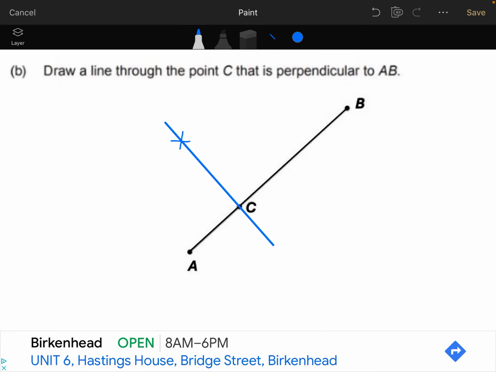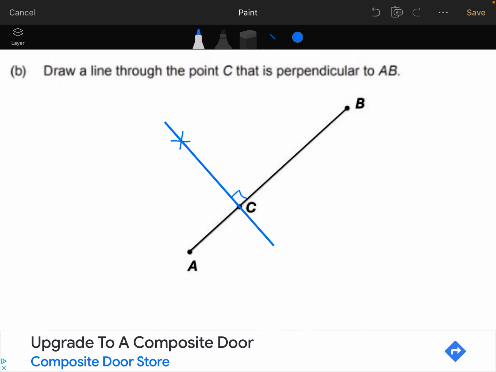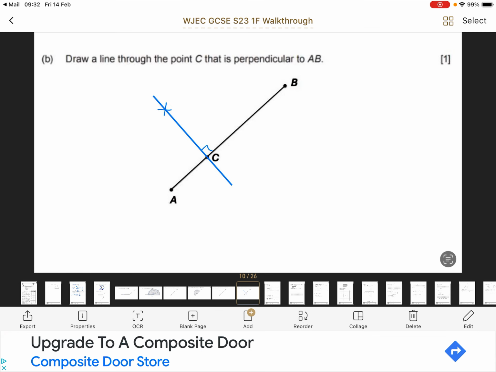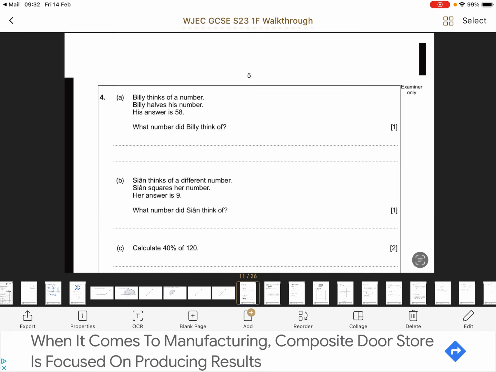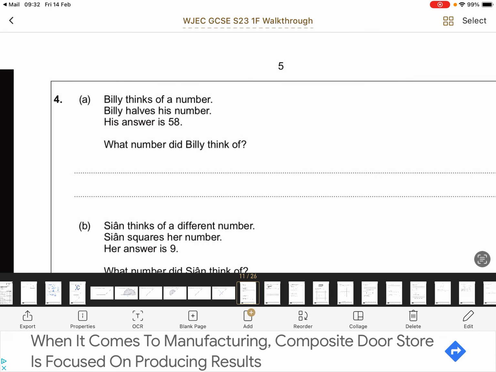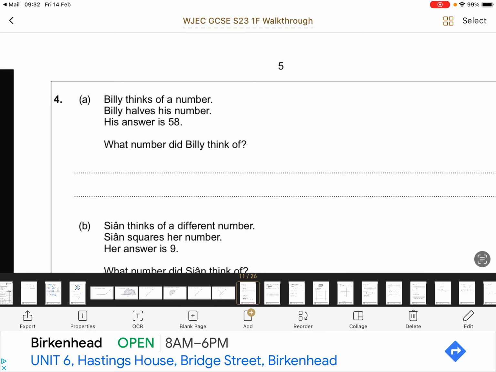So we can see that that angle there is a 90-degree angle. Okay, that's that question answered. So this is more of a problem-solving style question, this one.